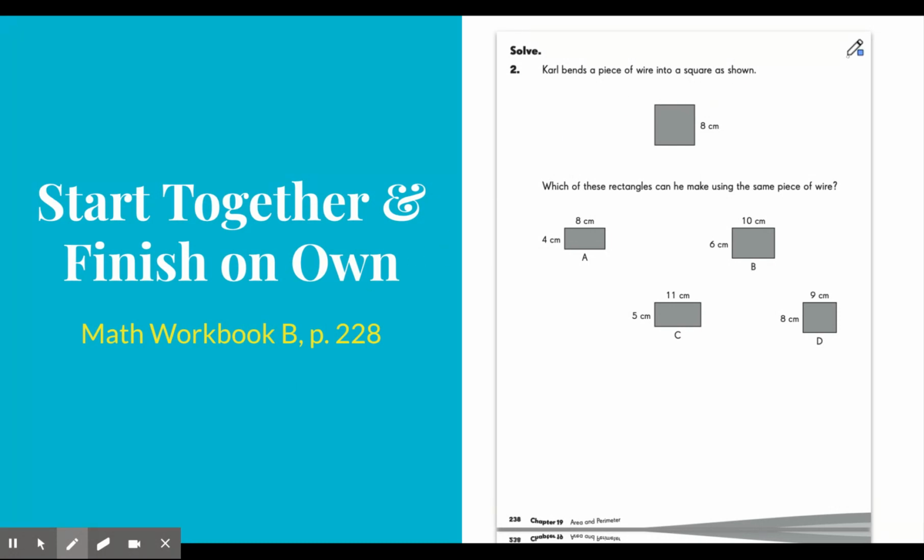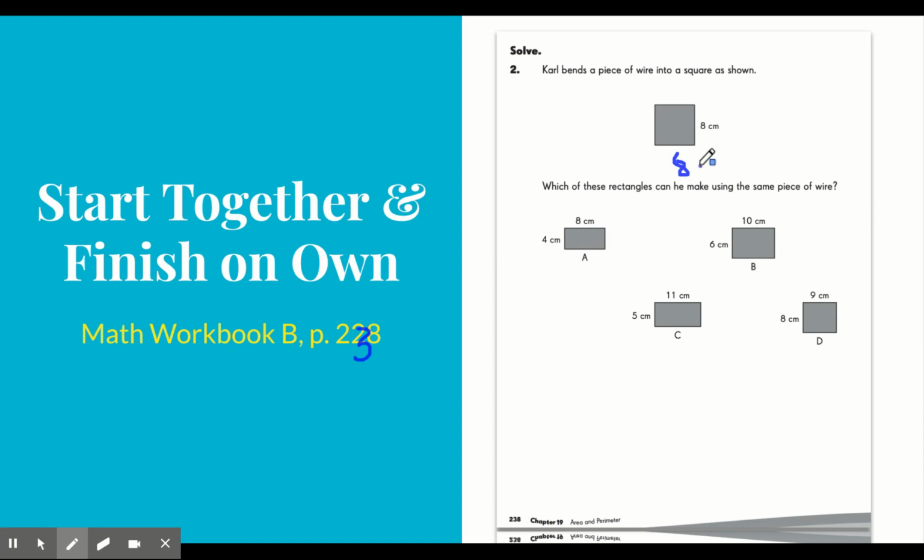Okay, so let's take a look at the question on page 230. Oh, sorry for the typo. Page 238. And the question says, Carl bends a piece of wire into a square shown. And here's the diagram, and it's a square that's 8 centimeters on each side.